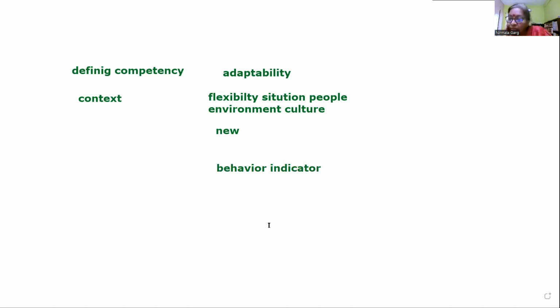What does it mean? Can you see adaptability like that? No. For me, it doesn't make any sense if I say, hey, he is adaptable. So I have to have some kind of a behavior demonstrated through which I can say, yes, he's adaptable.